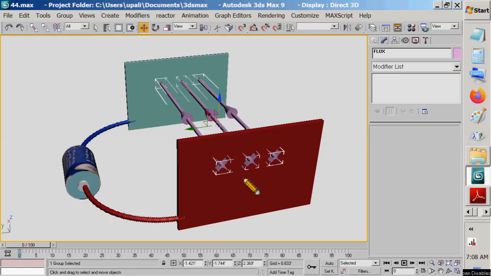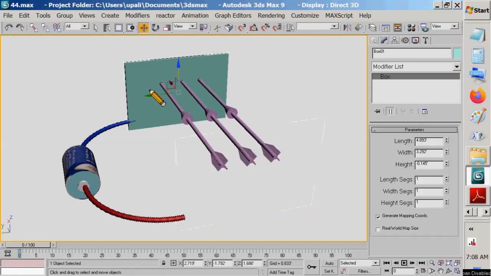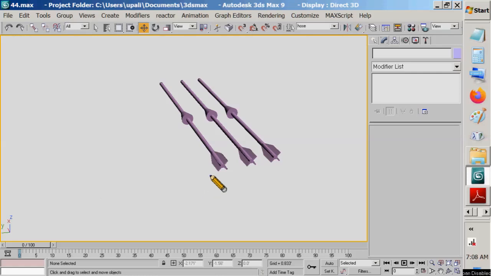But this electric field doesn't penetrate this plate, so I will delete this plate. Therefore I will delete this plate also. I will delete these batteries and wires. So the electric field is now like this.